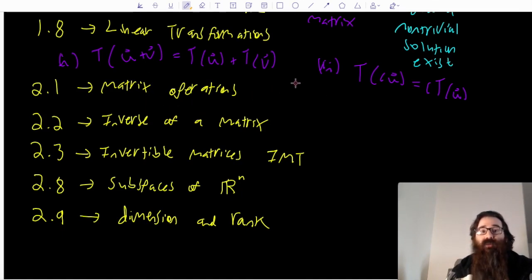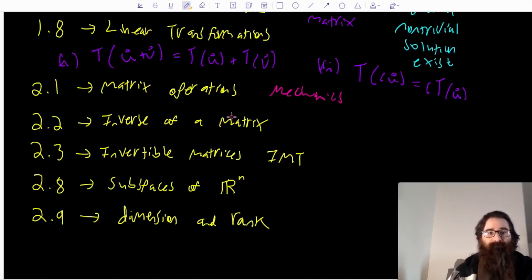But this is really sort of a section where we're building mechanics. We're building the mechanics so that we can then move forward with our course material and not get caught up with, well, how do I multiply matrix A times matrix B? Is it the same as matrix B times matrix A, right? All of these questions that we have to sort of get out of the way.